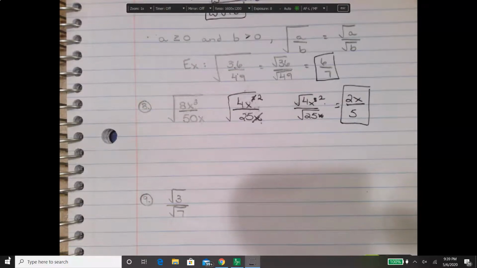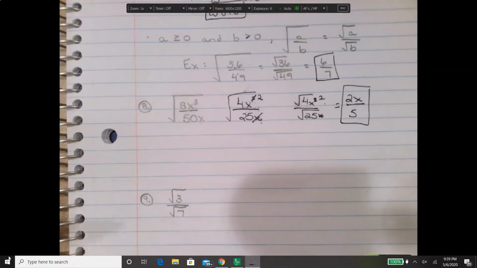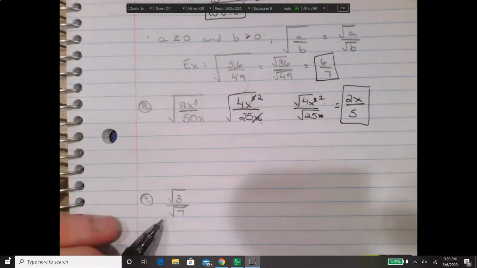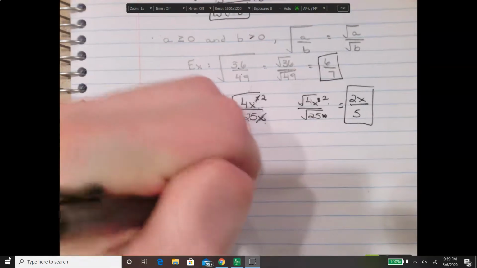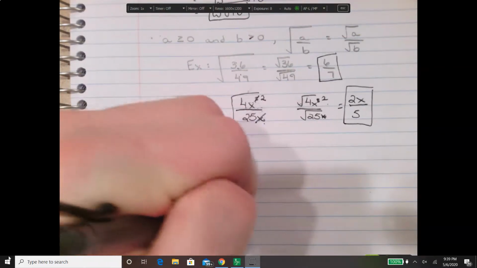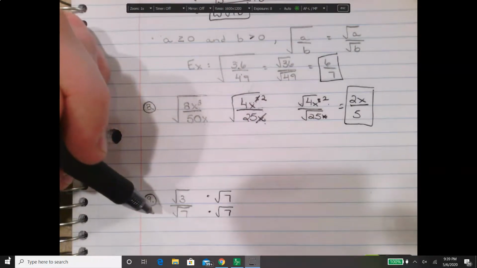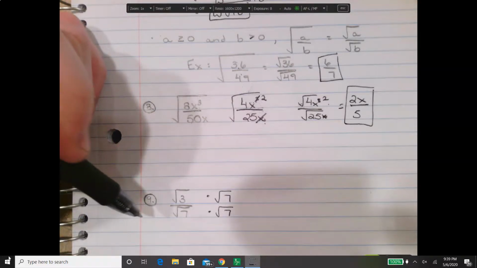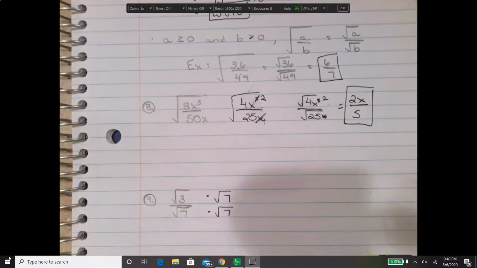So in order to solve these problems, I'm going to multiply the numerator and denominator both by what the denominator is. So in this case, I have radical 7. I'm going to multiply the numerator by radical 7, and I'm also going to multiply the denominator by radical 7. And that's because I cannot have a radical in the denominator. You just can't. The only way to get rid of this radical is to multiply it by itself.